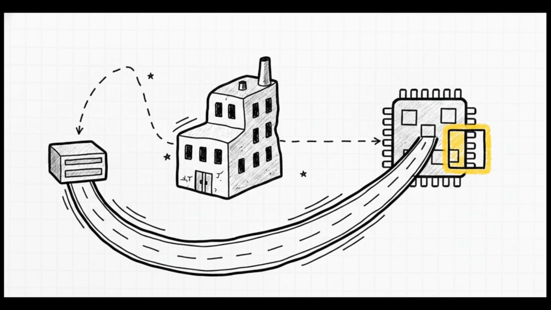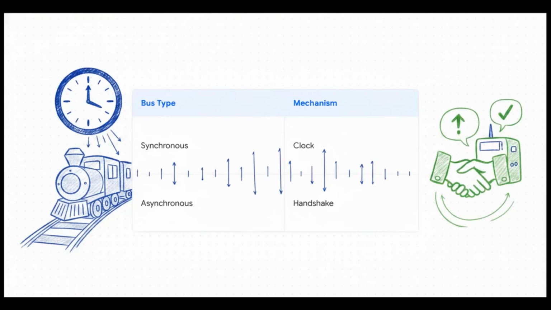All right, so now that we know how these devices negotiate, let's look at the physical highways they actually travel on to get around, the buses. Generally speaking, we see two distinct synchronization methods here. First, we have synchronous buses. These run on a very strict central clock. It's kind of like a highly optimized transit system where the trains leave exactly on the microsecond, every single microsecond. It's incredibly fast, perfect for short traces directly on the motherboard.